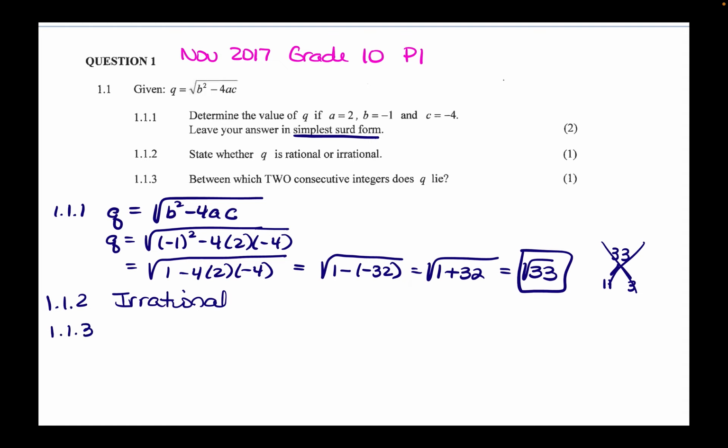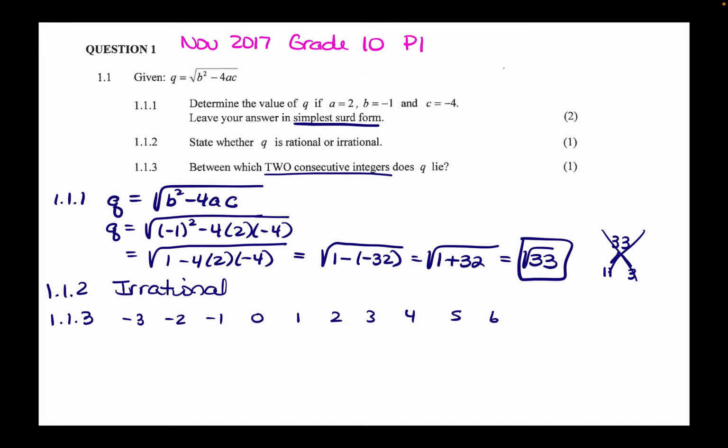And between what two consecutive integers? It's important to know what those terms mean. Consecutive is one right after another, and integers are numbers like negative 3, negative 2, negative 1, 0, 1, 2, 3, 4, 5, 6, and it's helpful to know squares. So if I wrote the squares for each of these, that means negative 3 times itself is 9, negative 2 times itself is 4, and so on.